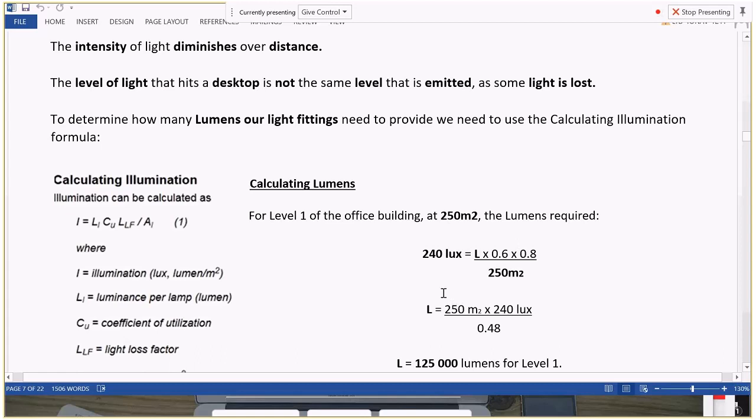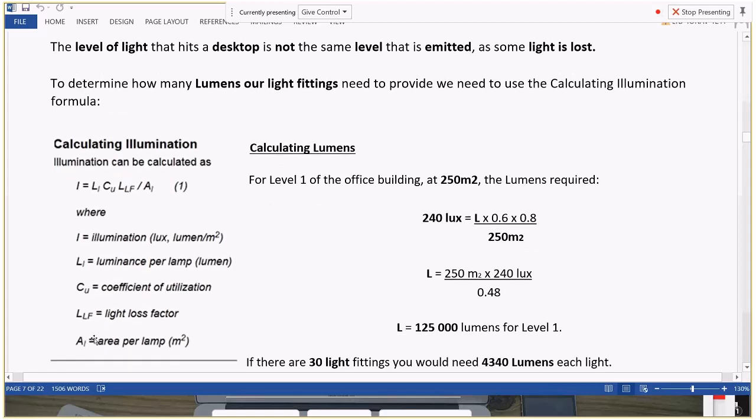So to do that, we use this equation. Our lux equals lumens per lamp multiplied by coefficient of utilisation multiplied by light loss factor divided by A, which is our square meterage per lamp. Many of you are probably thinking, well, you signed up for drawings, not for doing algebra and complex equations. That's fine. It's all pretty much broken down for you here.